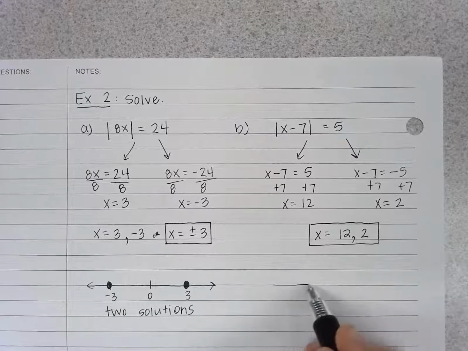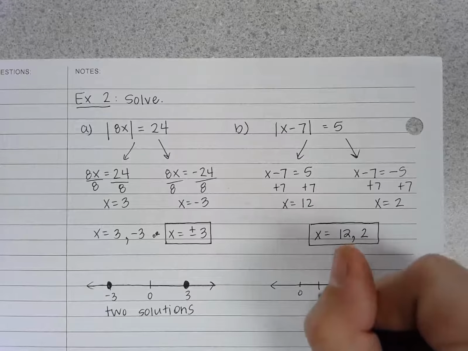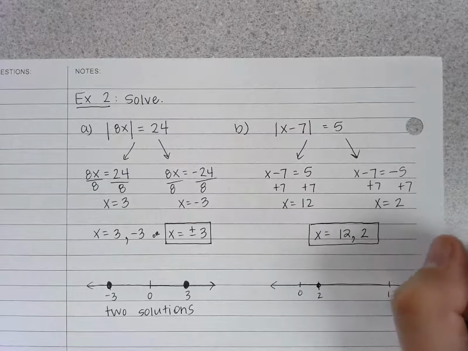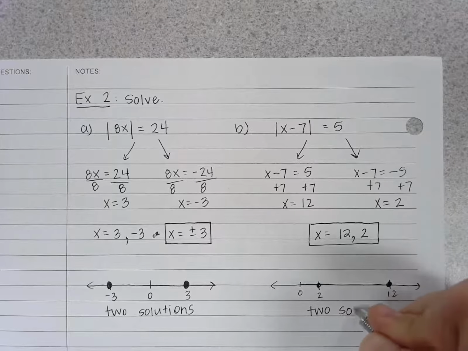And if you were going to graph these solutions on a number line, one of your answers is here at 2, and then the other answer is up here at 12. And so this one also has 2 solutions.